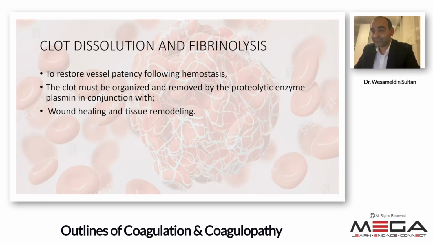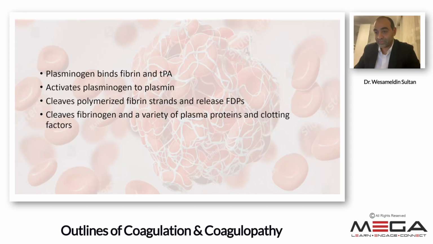Then the role of the fibrinolytic system. It is activated to restore the vessel patency following hemostasis and to prevent the extension of the clotting. The clot must be organized and removed by the proteolytic enzyme plasmin in conjunction with wound healing and tissue remodeling. The plasminogen is activated by the tissue plasminogen activator, which first binds to fibrin and activates plasminogen to plasmin. Plasmin cleaves polymerized fibrin strands and releases fibrin degradation products and D-dimers, and also cleaves fibrinogen and a variety of plasma proteins and clotting factors.